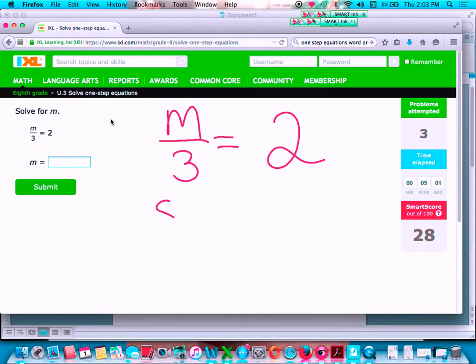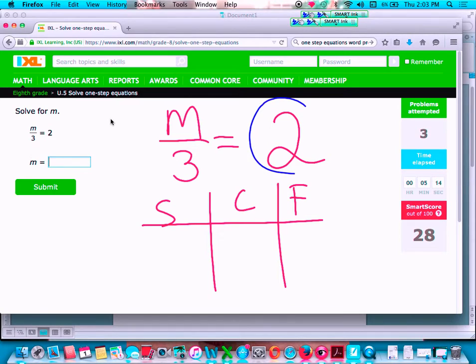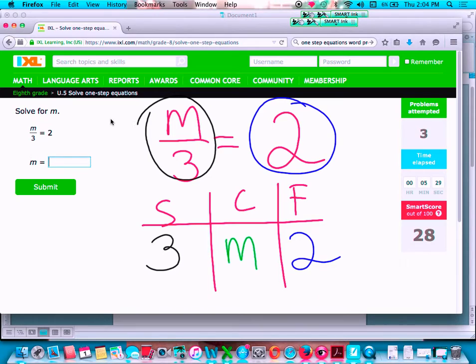And I need to set up my start, change, and finish. Okay? Using my start, change, and finish, I know what is going to be my start, what is my change, what's my finish. Finish is always what it equals. It equals a 2. The change is the variable m, what we're solving for. And the start is a 3. Whenever you see something like this, as a fraction, that means division. That's what we're doing here with this 3. We're dividing. And so we have to bring him over here.